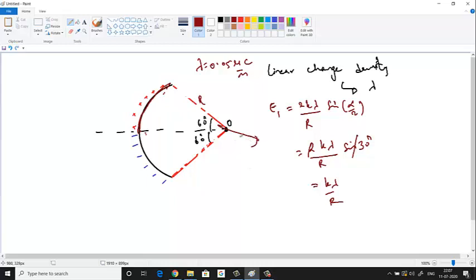What about for this lower arc? Same value, but the direction is going to be downwards because it is negative towards it. So it is going to be somewhere like this, downwards. So what is the net electric field? Somewhere in between you'll get like this. The net electric field is going to be somewhere in between. How do you find that?